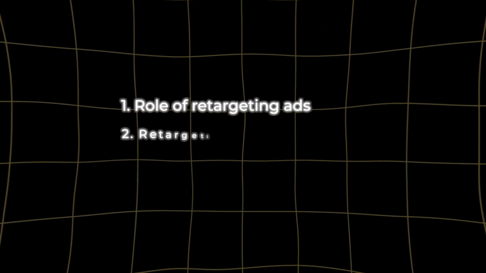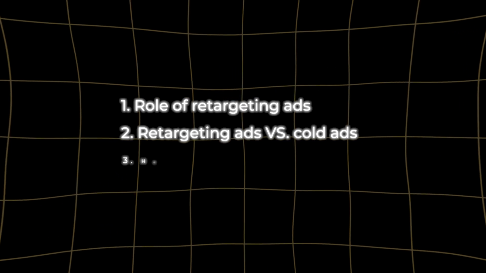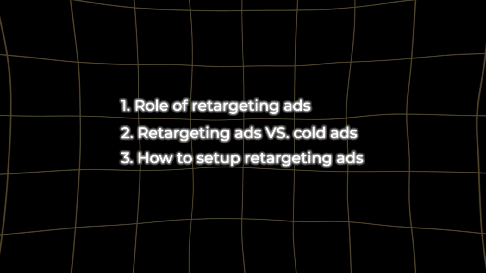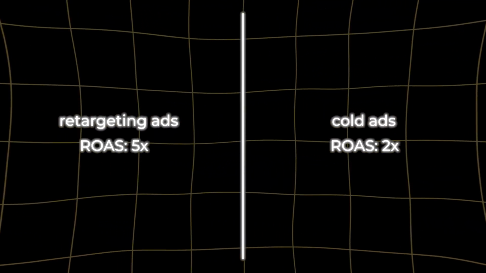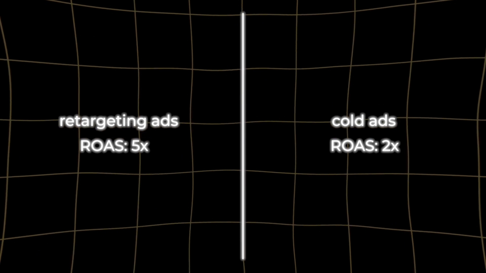Now, there are some misconceptions about retargeting ads, and in this video I want to talk about it, especially about the role of retargeting ads versus cold ads, but also how to set them up correctly for the most efficient performance. So first of all, many Facebook ads beginners think, okay, retargeting ads are extremely important, because they always see that retargeting ads, for example, get them a ROAS of 5 and cold ads only a ROAS of 2. So therefore, of course, retargeting ads are extremely important.